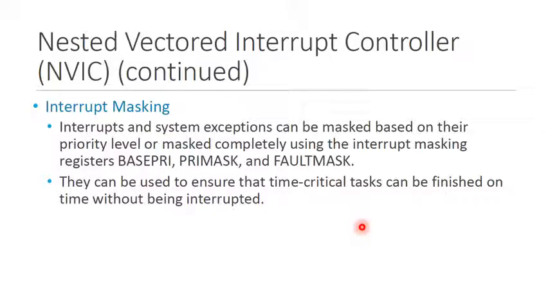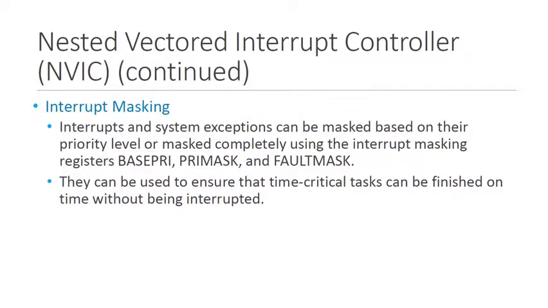So if you consider the nested vector interrupt control, the further features: interrupts and system exceptions can be masked based on their priority level. Again, the same thing we discussed. They can be used to ensure that time critical tasks can be finished on time without being interrupted.